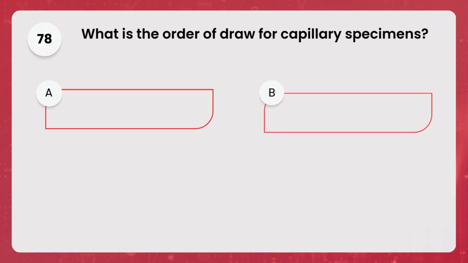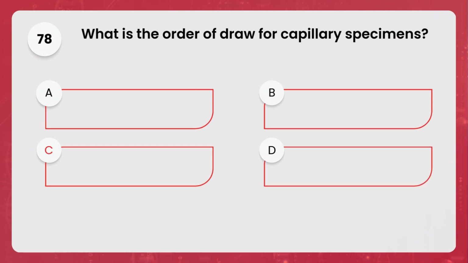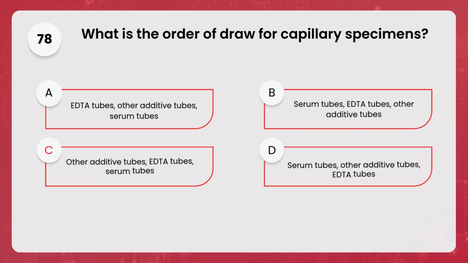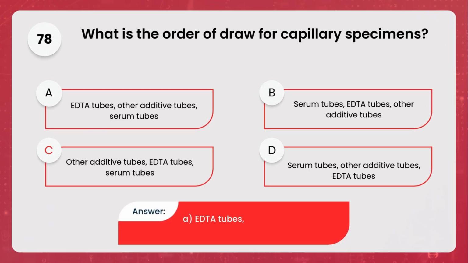Number 78. What is the order of draw for capillary specimens? A. EDTA tubes, other additive tubes, serum tubes. B. Serum tubes, EDTA tubes, other additive tubes. C. Other additive tubes, EDTA tubes, serum tubes. Or D. Serum tubes, other additive tubes, EDTA tubes. The answer is A. EDTA tubes, other additive tubes, and serum tubes.